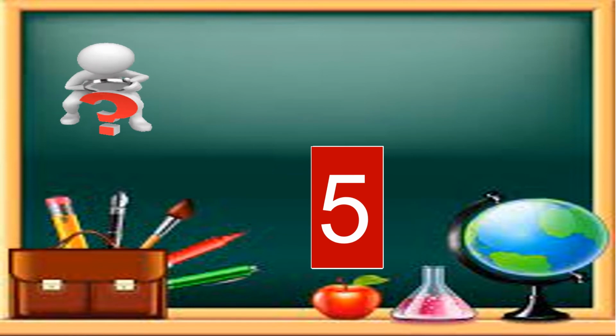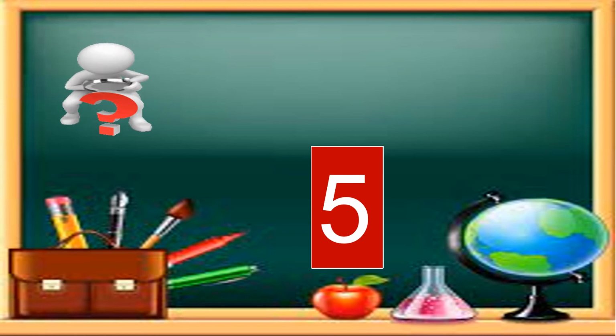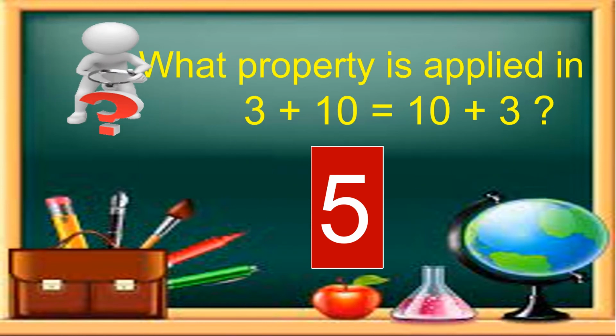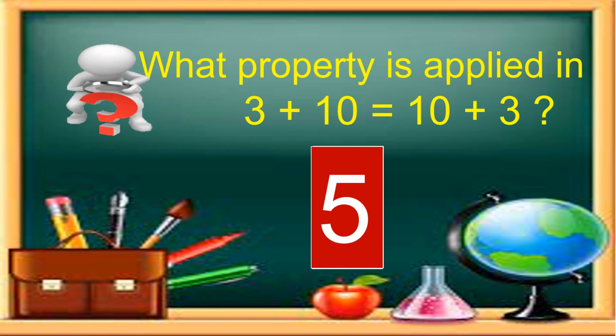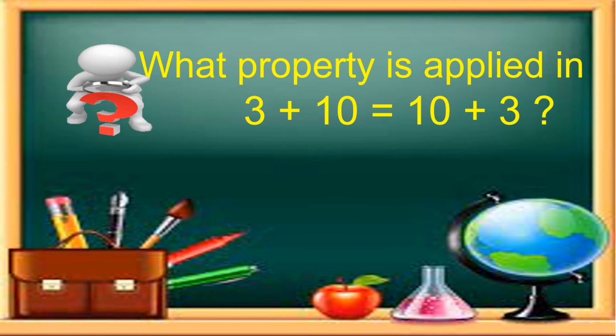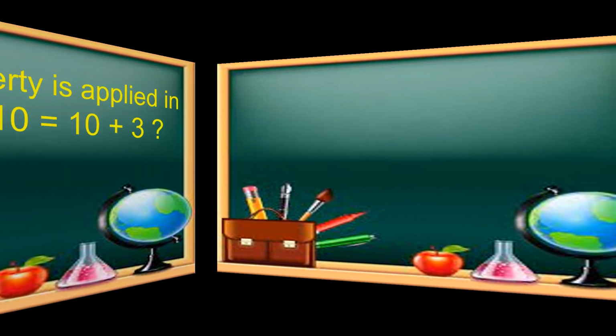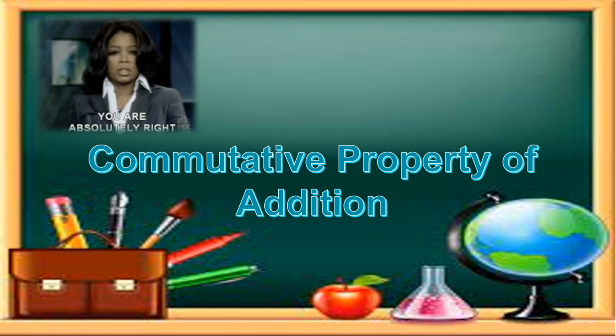Now let us have a short quiz. I will give you 5 seconds to answer this one. So here is the question. What property is applied in 3 plus 10 is equal to 10 plus 3? Timer starts now. You are absolutely right. The answer is commutative property of addition.